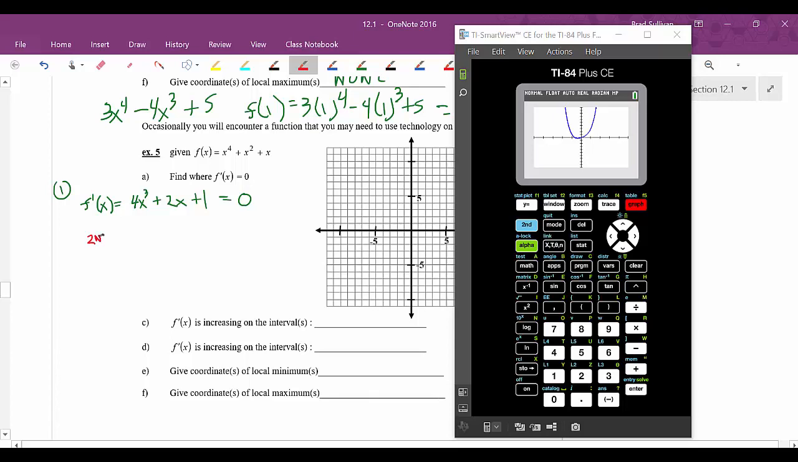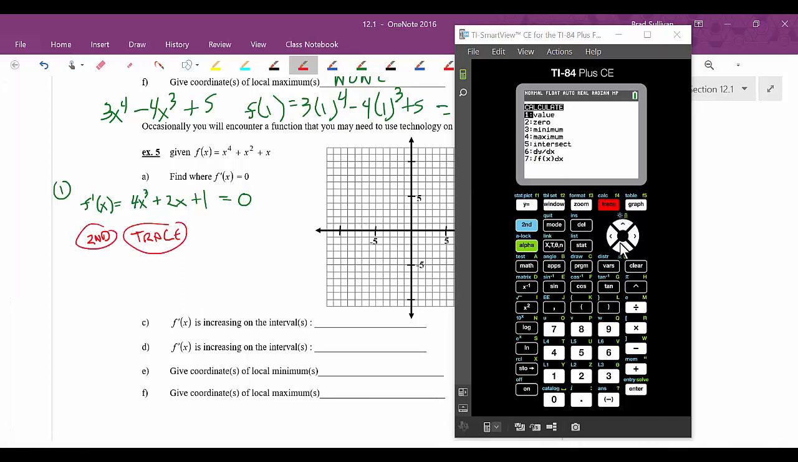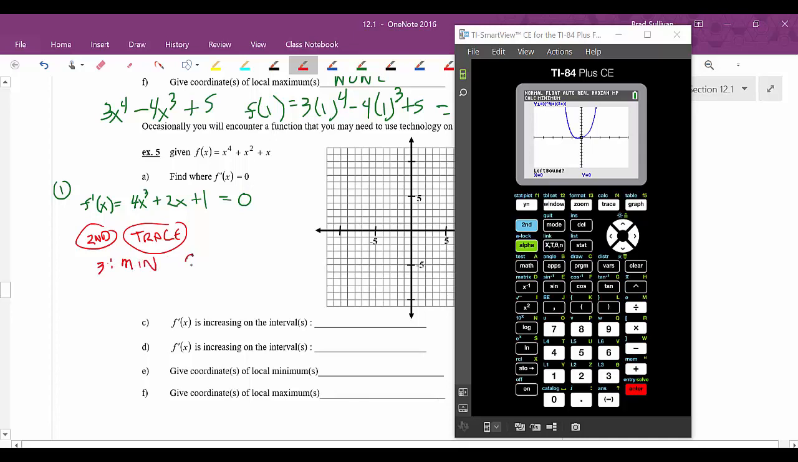You just go second, and then you go trace, and that opens up a menu. So you want to go second trace, then you want to go down to minimum. So we'll go to option 3, press enter. So you just go option 3, finds the minimum, and then press enter.